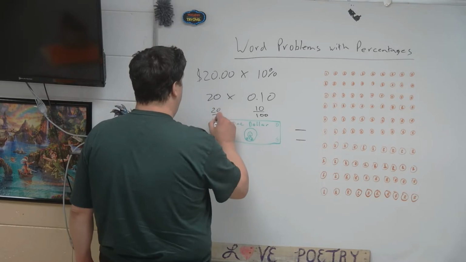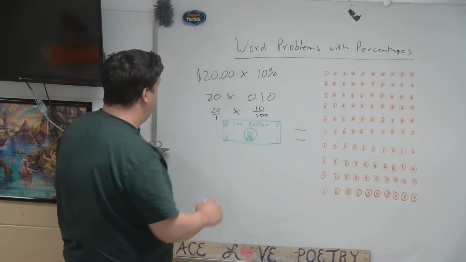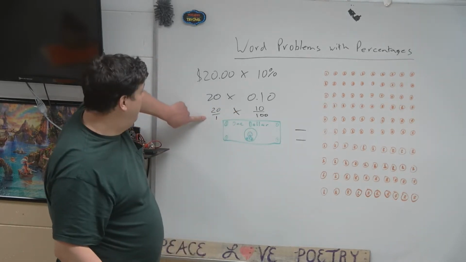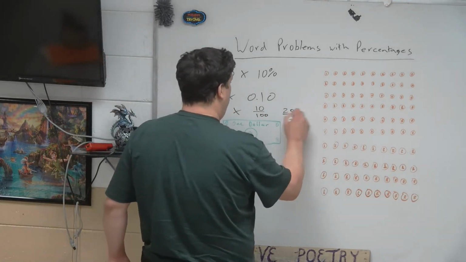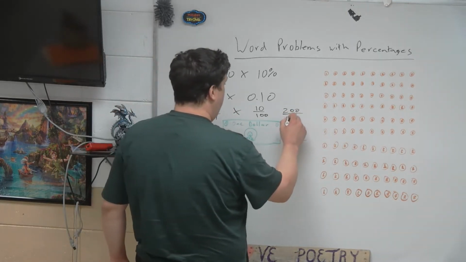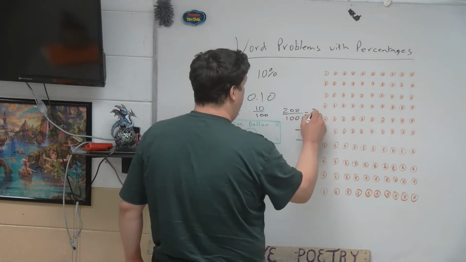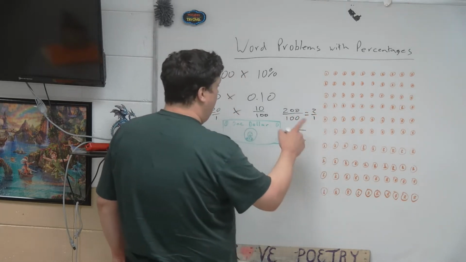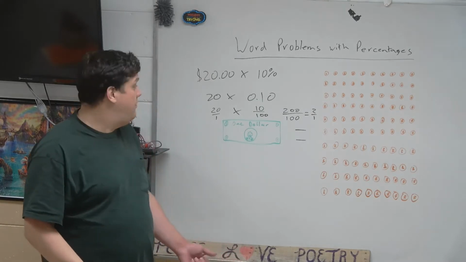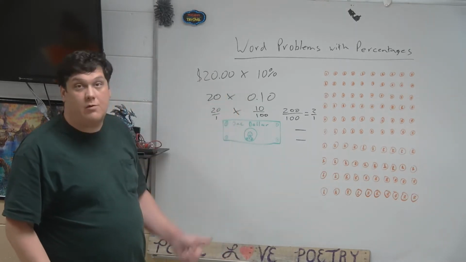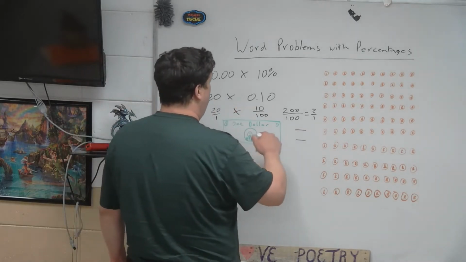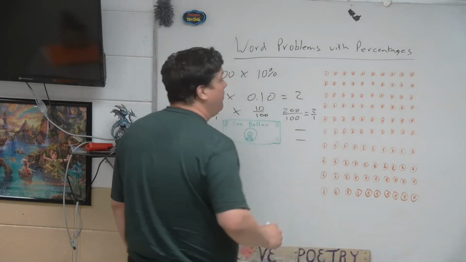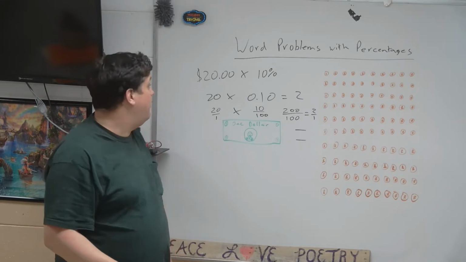Let's do that. 20 over 1 is 20. So if we multiply 20 by 10, that's 200. If we multiply 1 by 100, 100. That equals 2 over 1, which is just 2. And yeah, 10% of $20 is $2. 20 times 0.1, which would also be just 2. Or $2.